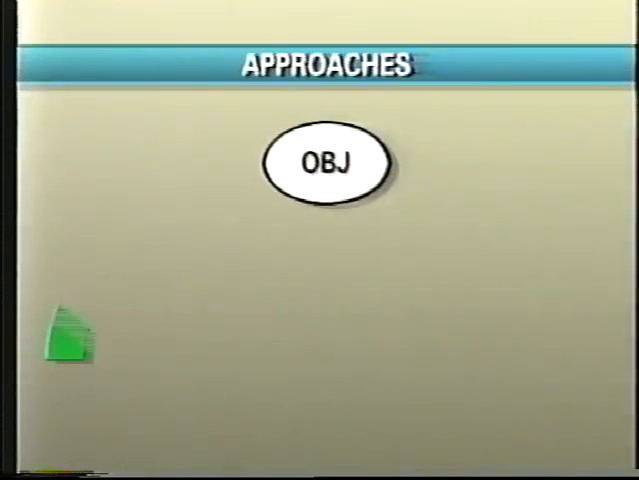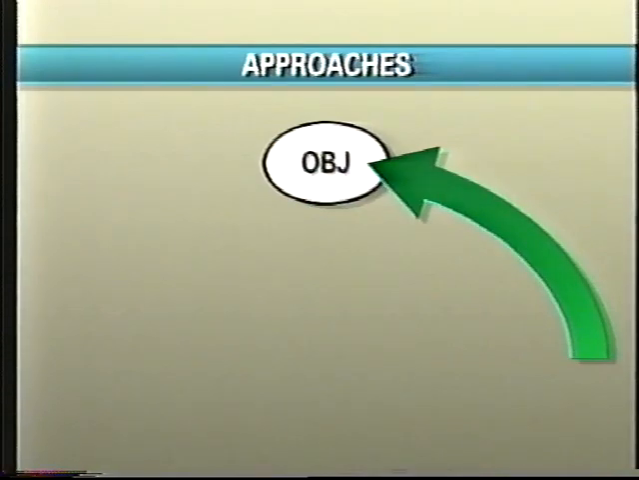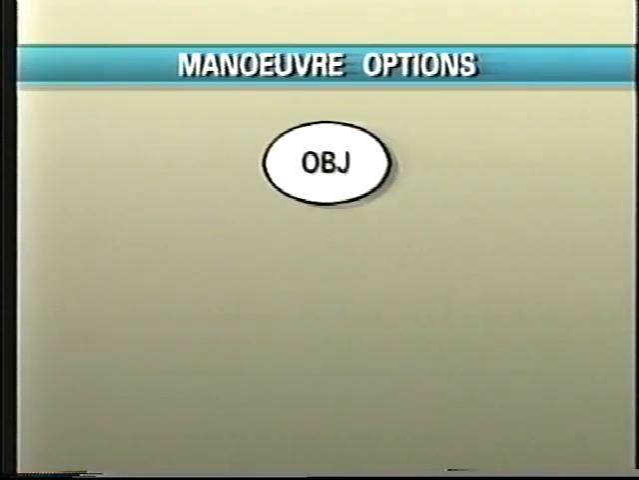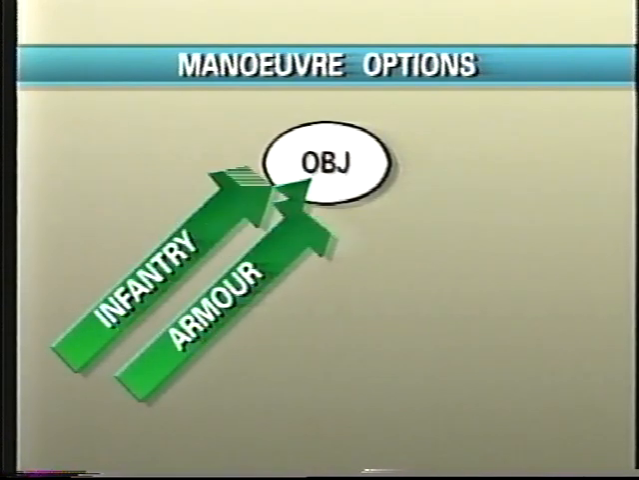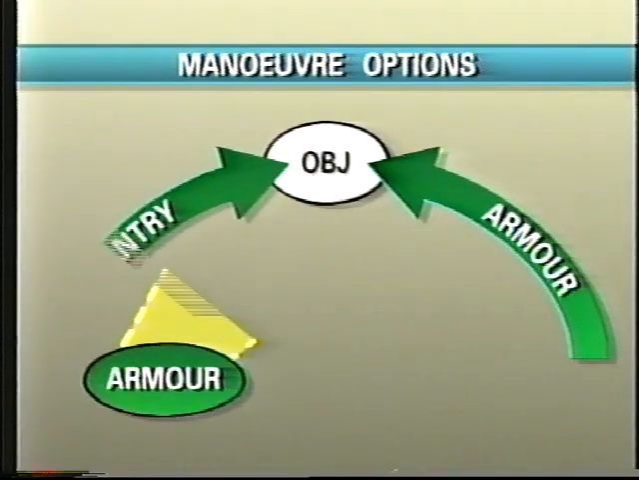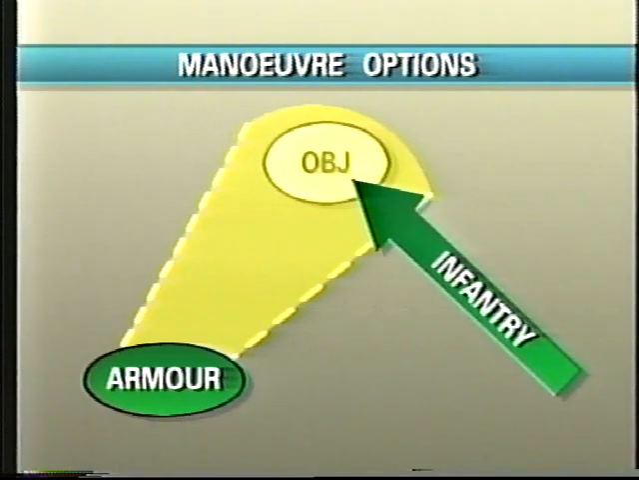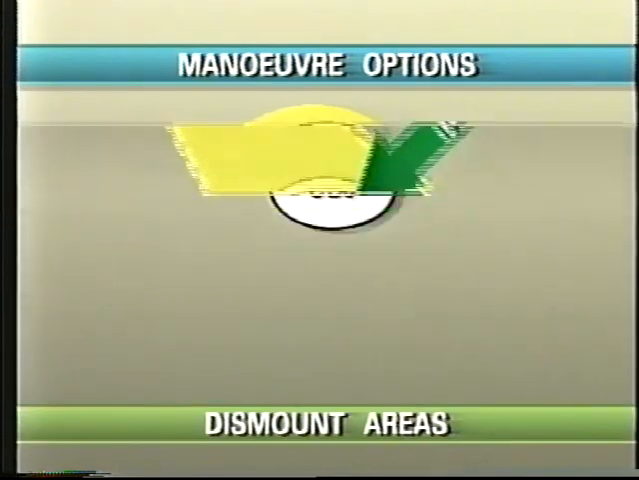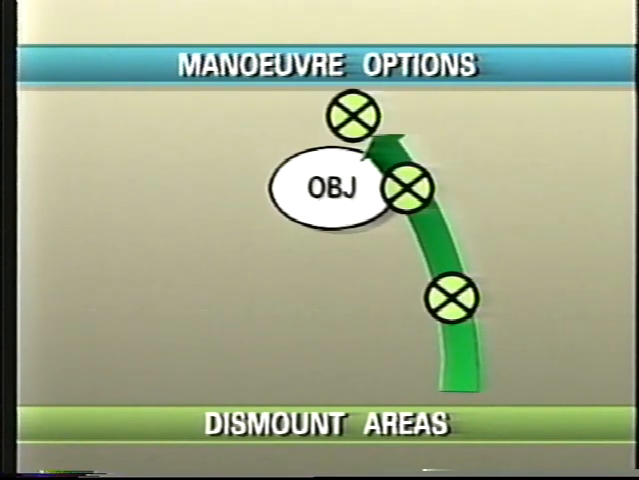Then he considers the left, center, and right approaches to the objective. His maneuver options include armor and infantry operating on the same axis, on parallel axis, on converging axis, or locating the armor in a fire base with the infantry maneuvering on foot. His dismount options would be either well short of, on, or beyond the objective.